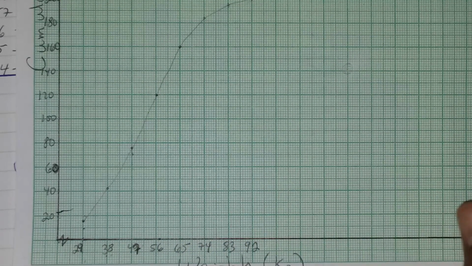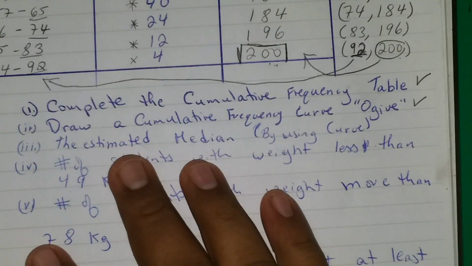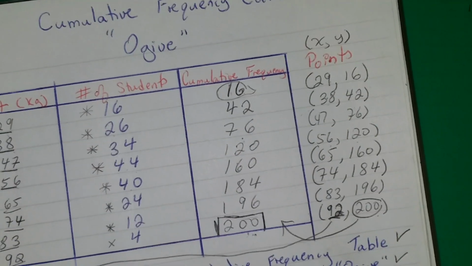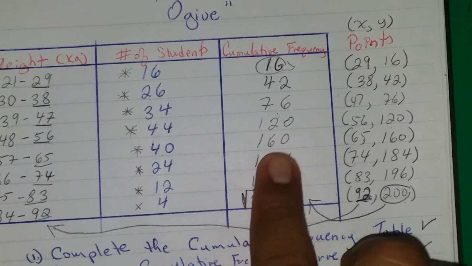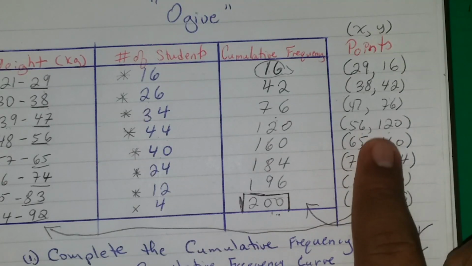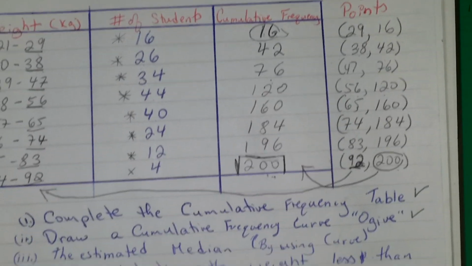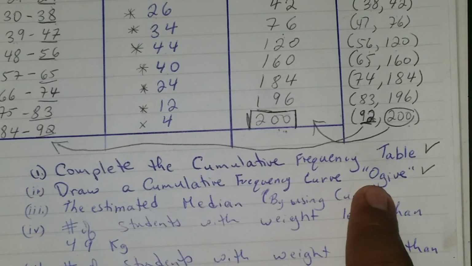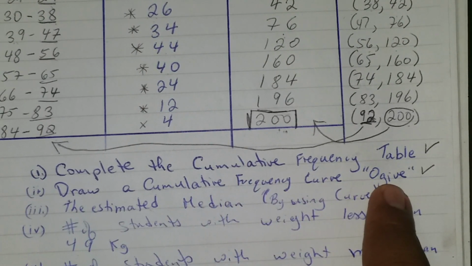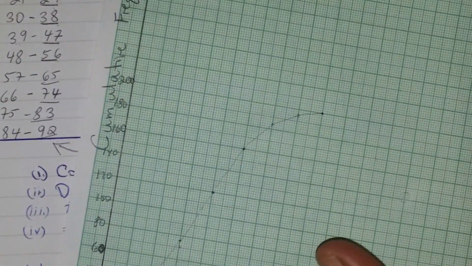Alright, welcome back. We want to continue from where we left off. The first part was to construct the frequency table, the cumulative frequency table, and then we finished up to the points. So that was the first video. The second video was to construct the cumulative frequency curve, the ogive. That is what we have here on our table.